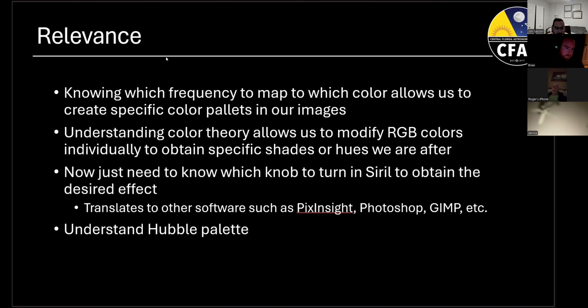And if we understand a little bit of color theory, then we can modify these RGB, right? Because that's really what we're doing. We're going to take those filters, the sulfur, hydrogen, and oxygen, and map them to one of those RGB, whether it's directly 1-to-1 or we're combining it with some sort of ratio. What we're doing is still an RGB image at the end of the day. And so if we understand the color theory, it will allow us to obtain specific shades or hues that we want, right? And then, like I said earlier, this translates to any software we use.